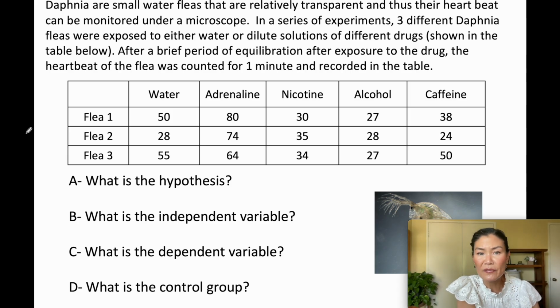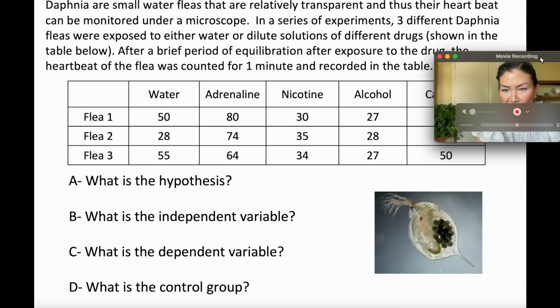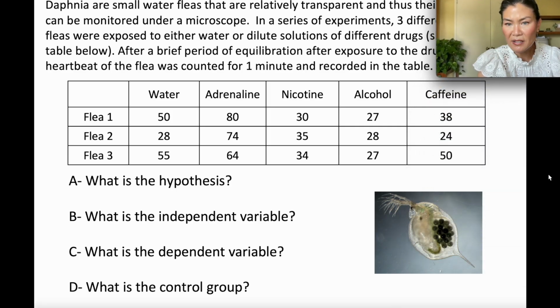Daphnia are small water fleas. They have transparent bodies, so you could actually see all their organs inside. My face is kind of hiding it, so let me just move it out of the way so you could see here. That's the Daphnia, okay? So if we want to measure the heart rate, we could actually see the heart beating. And in this experiment, we are testing how different drugs impact the heart rate. So what could be our hypothesis here?